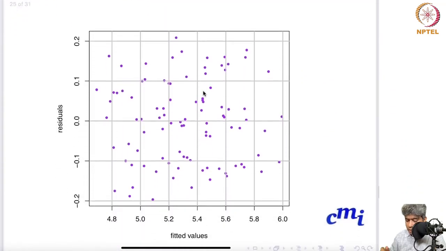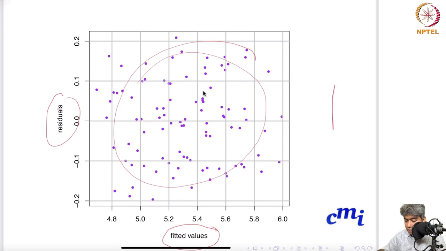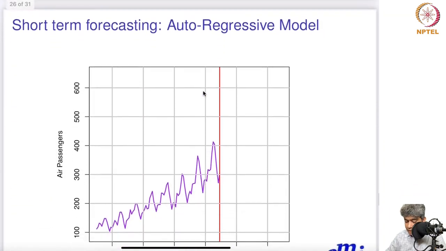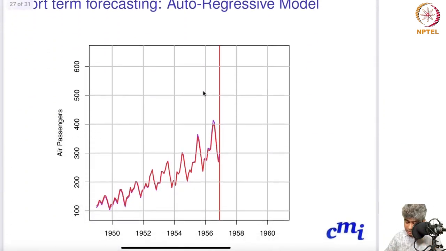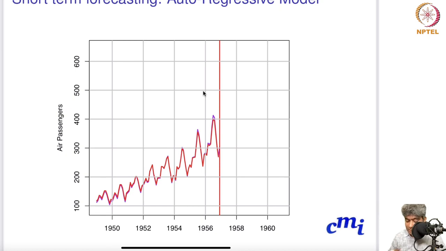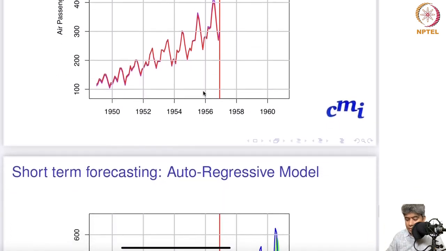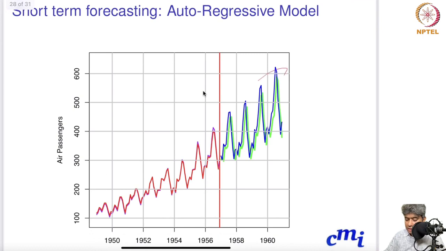So here I have plotted the fitted values against the residuals. What we are seeing is that there is not much going on, which is good news for us. And when we plotted the data, we found that the autoregressive model was almost mimicking the data, because it is forecasting only the next step. In the out of sample also it is almost mimicking the data. So it is pretty good in terms of forecasting.